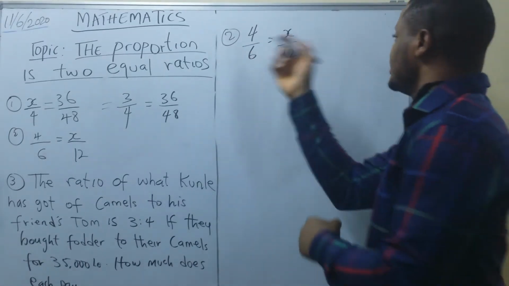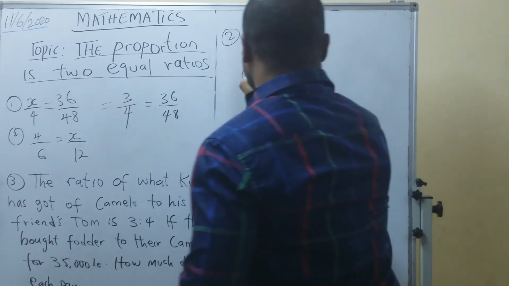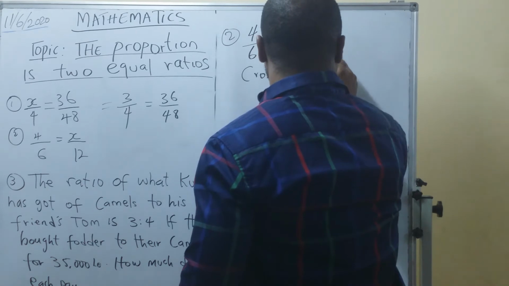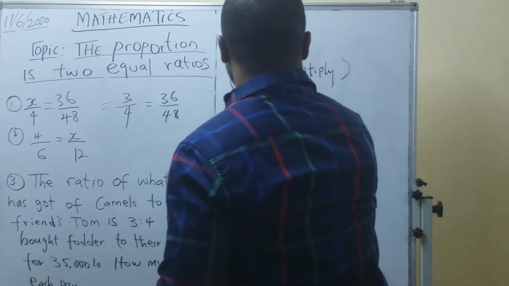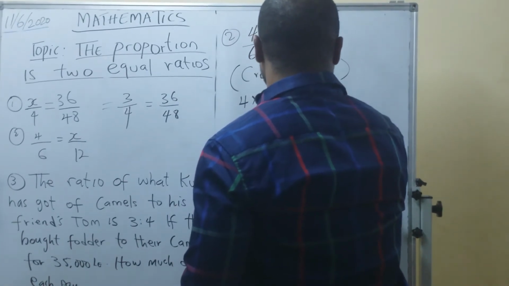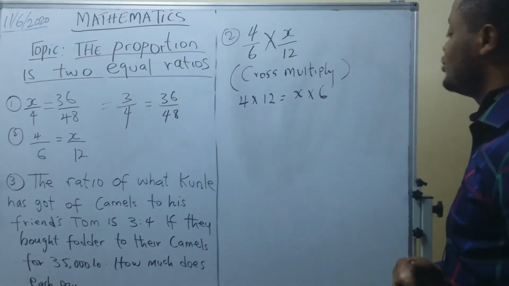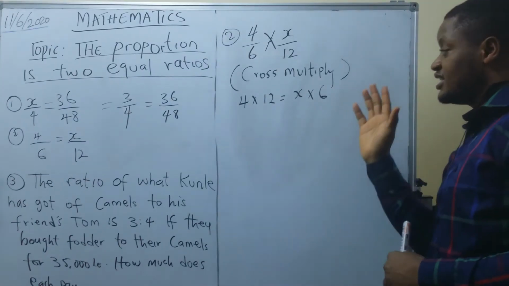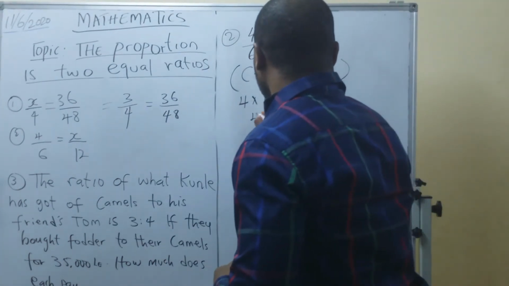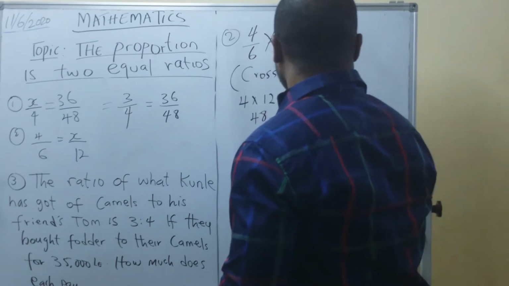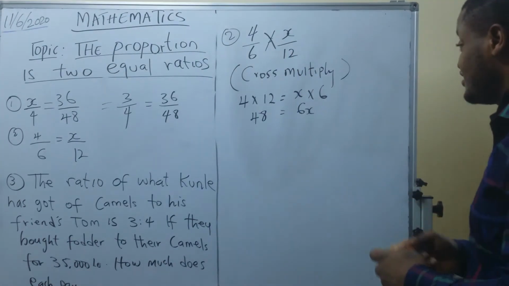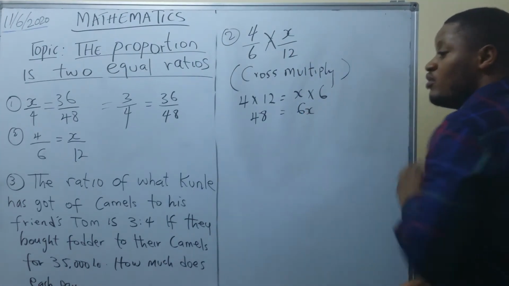Cross multiply. Something like this. Let me write it in red. Cross multiply. We have 4 times 12 is equal to x times 6, like I said earlier. Now, what is 4 times 12? We have it as 48. And x times 6 is 6x. We have 6, but we don't know the value of x.